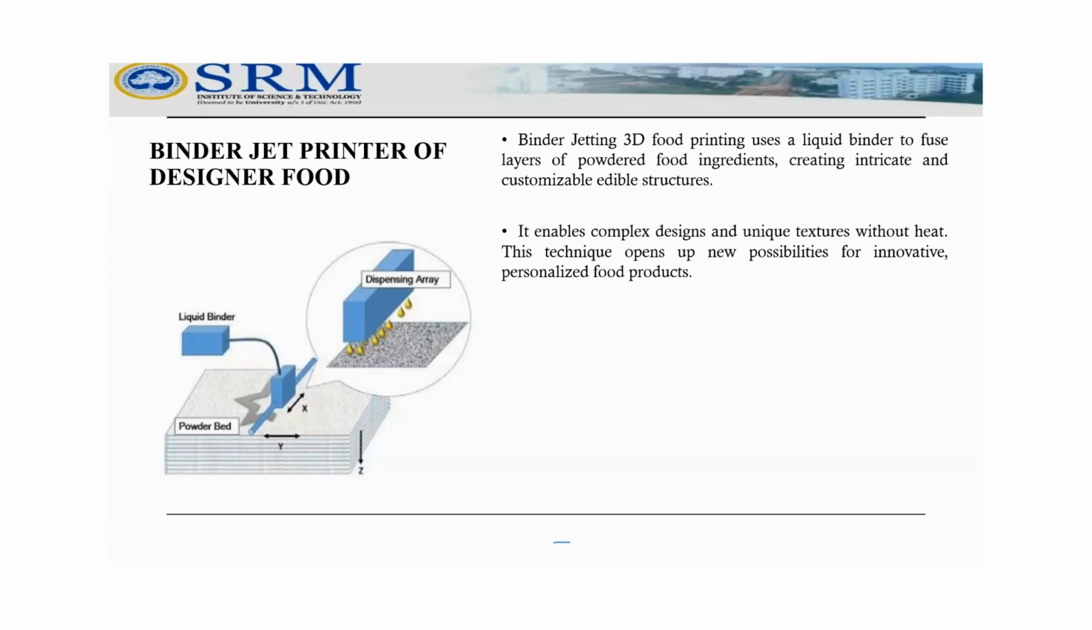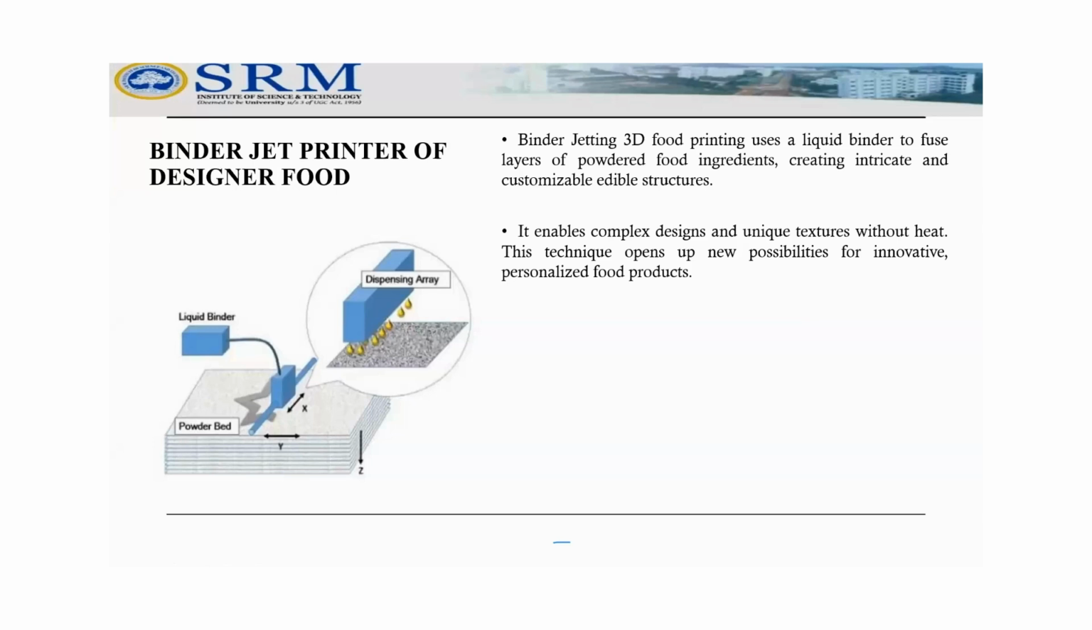Binder jetting 3D food printing uses a liquid binder to fuse layers of powdered food ingredients, creating intricate and customizable edible structures. It enables complex designs and unique textures without heat, whereas in extrusion there is heat. This technique opens up new possibilities for innovative personalized food products.